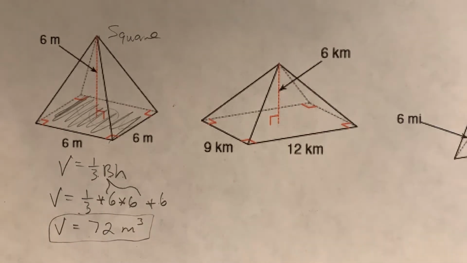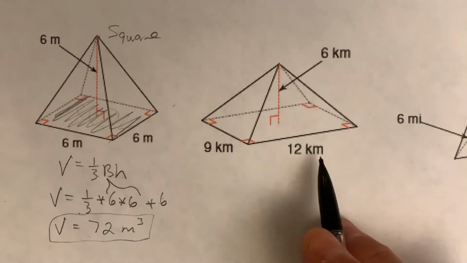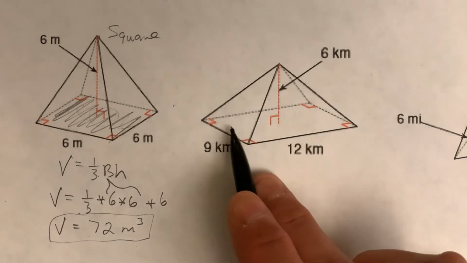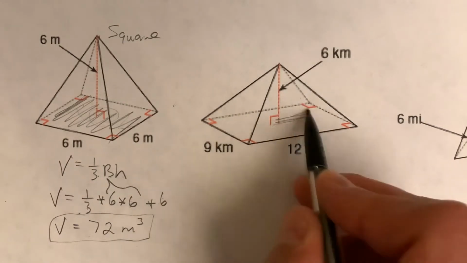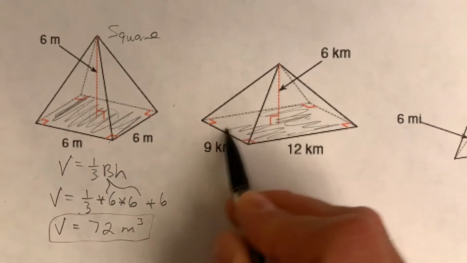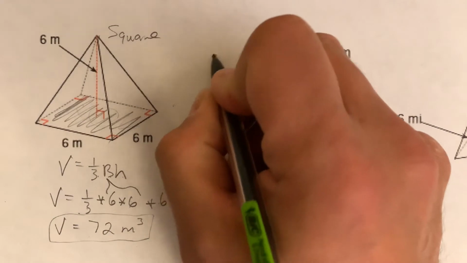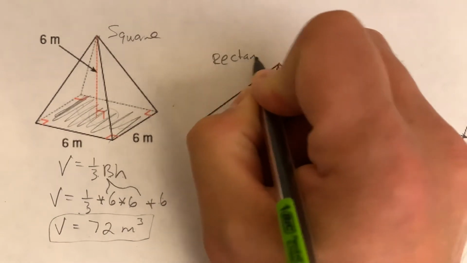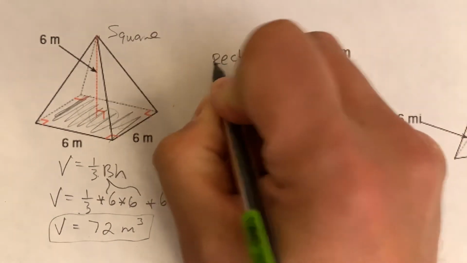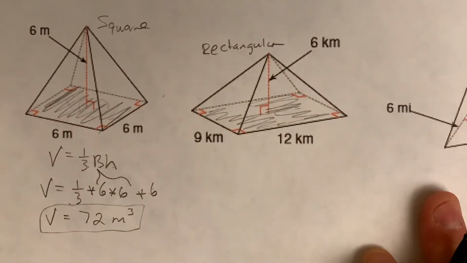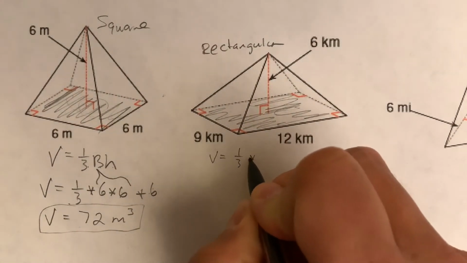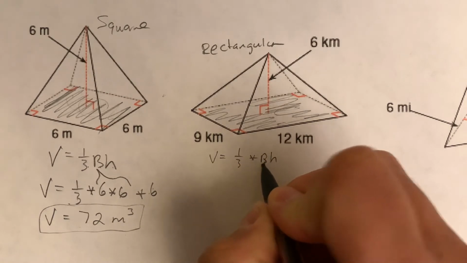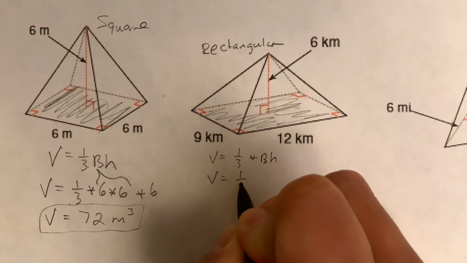Okay. Now let's try the second one. The second one right here is, well, you tell me what it looks like there. What kind of base is that? That's a rectangular base. So we're going to go ahead and fill that one in. And that's a rectangular pyramid. Same formula, which makes it nice and easy to work with. So it's still going to be volume equals 1/3 times the base area times the height. So I'll copy that 1/3 down.